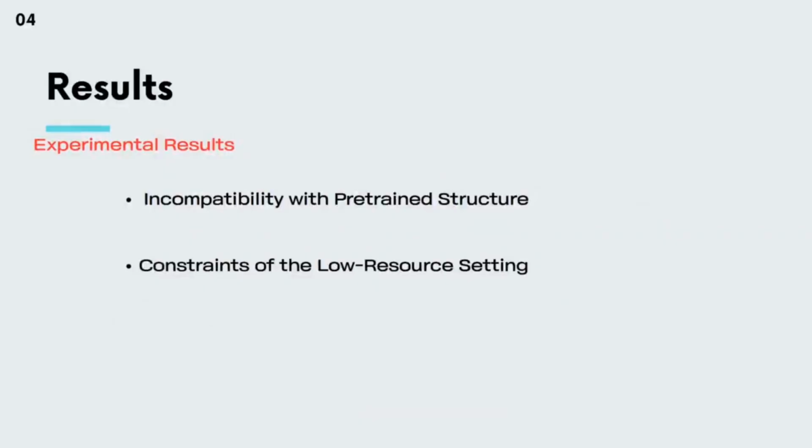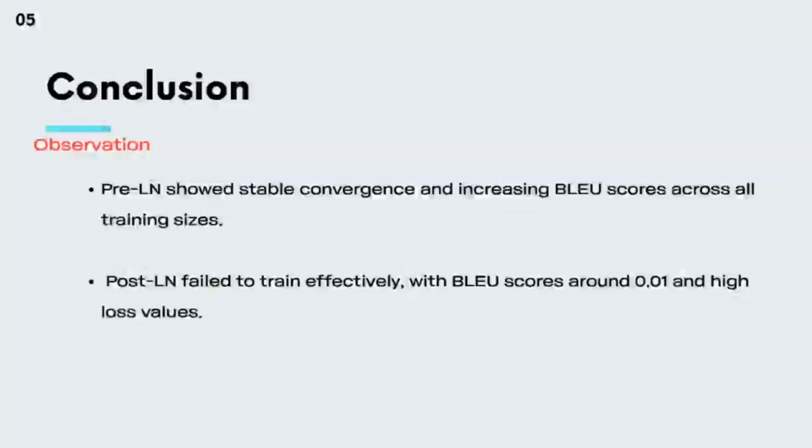There are two key causes. First, incompatibility between pre-trained T5 weights and the PostLN structure. Second, limited data made it hard for PostLN to converge properly. PreLN consistently converged under all conditions, and BLEU score improved with more data. In contrast, PostLN shows low BLEU score and high loss, indicating poor training results.